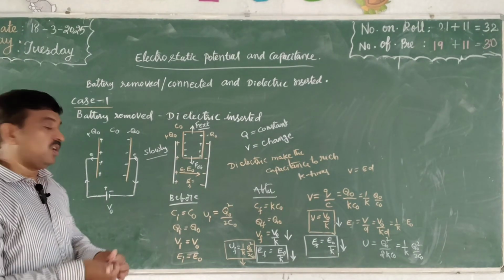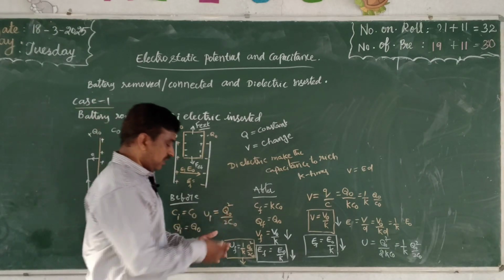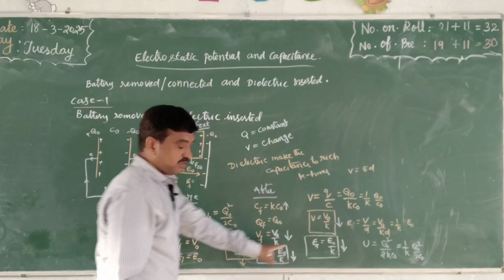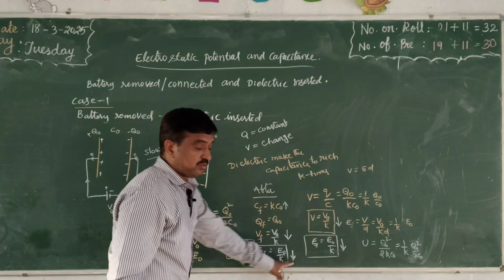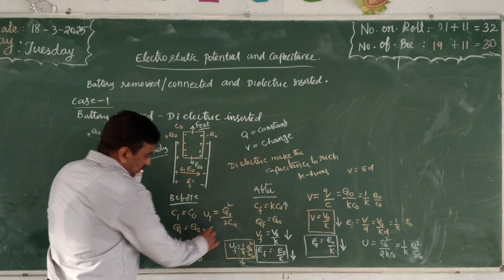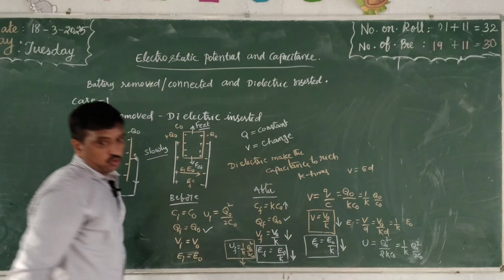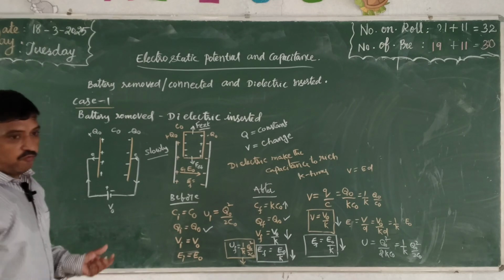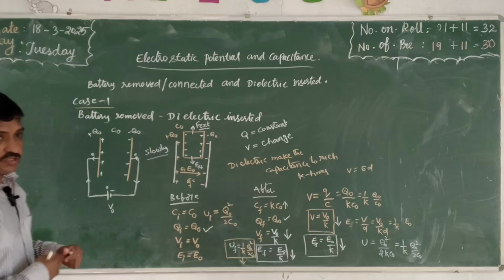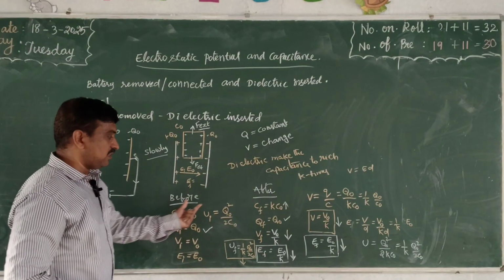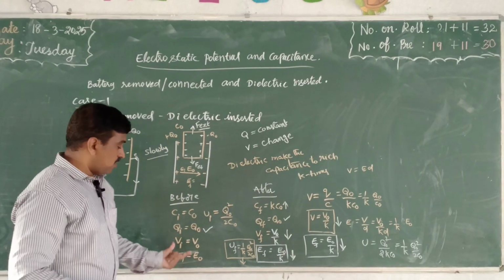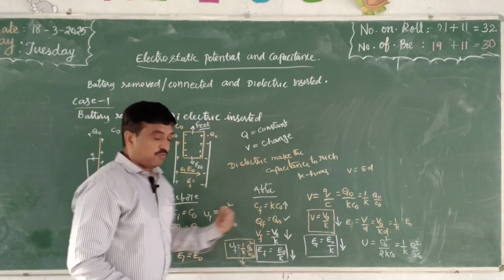What are the changes we observe now here? Capacitance increased K times, potential decreased K times, electric field decreased K times, potential energy decreased K times, and only charge is constant. See here, when the battery is removed and a dielectric is inserted between the parallel plates of the capacitor, what happens now? Capacitance increased by K times, charge is the same, constant.